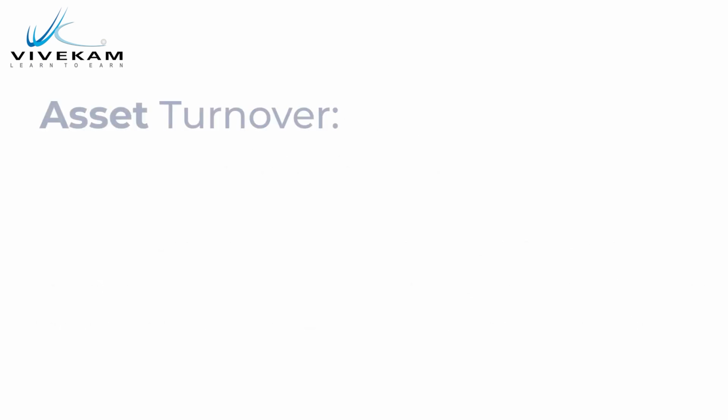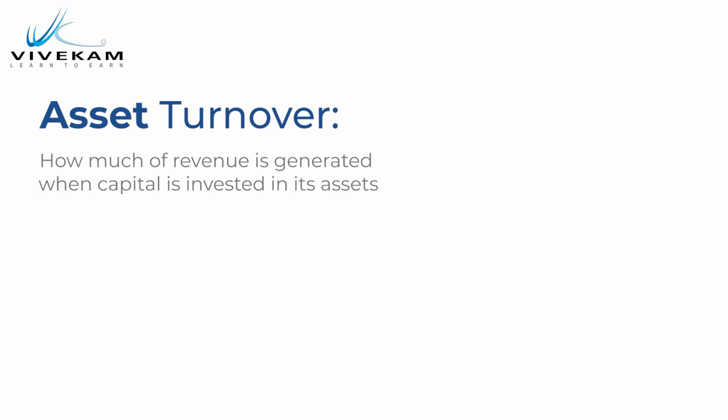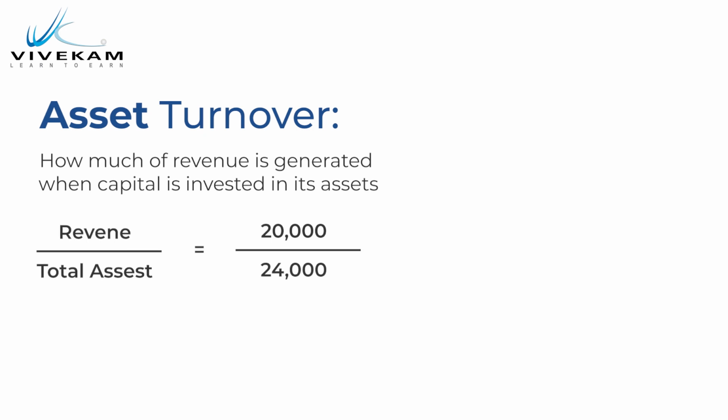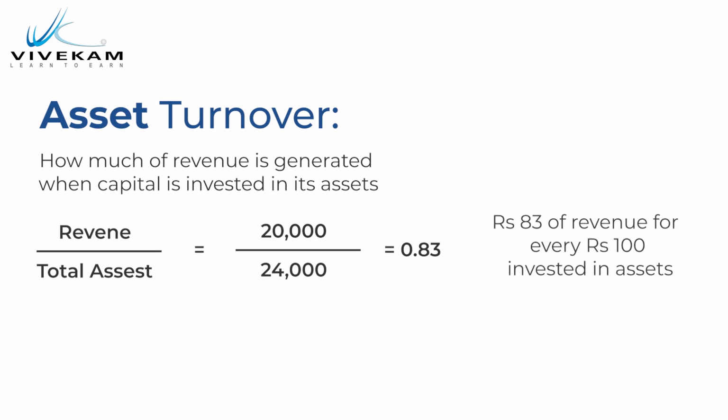Let us first look at asset turnover. Asset turnover helps us in analyzing how much of revenue is generated when capital is invested in its assets. To get to this ratio, we divide the revenue by the total assets. That means 20,000 by 24,000, 0.83. What this means is that we generate 83 rupees of revenue for every 100 rupees invested in its assets.